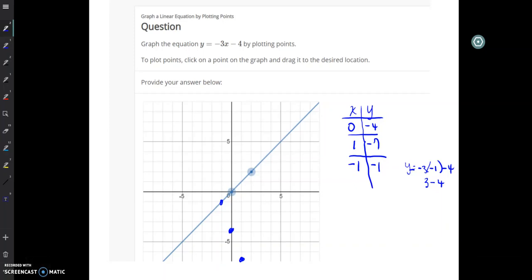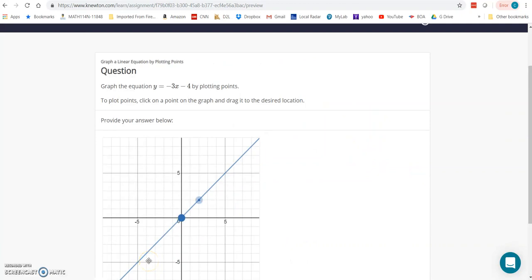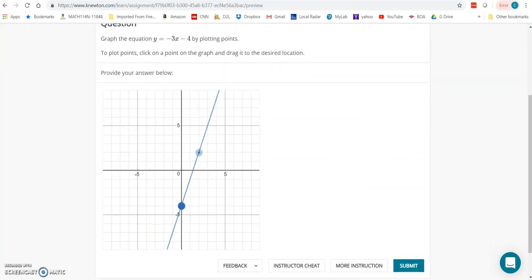So once we've determined that, we have to go over to Newton and actually move these points around. So I'm going to just plot (0, negative 4) and (1, negative 7) in Newton. So here's how that looks. (0, negative 4). So I'm going to grab that point and move it down to (0, negative 4). And then (1, negative 7). It's the second point. So I'm going to grab that dot and move it down to (1, negative 7).